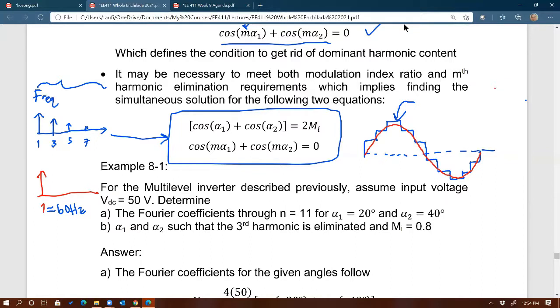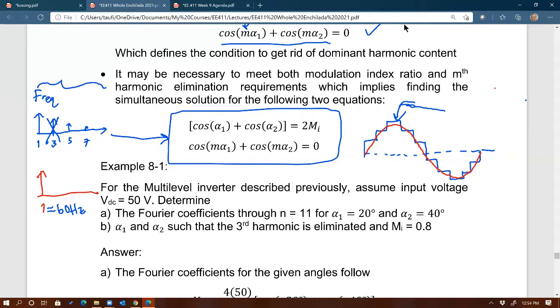Right. So then the objective here is how do you select alphas such that you get something similar to the blue, something similar to the steps, but that could get rid of number 3, for example. Oh, by setting that by that equation. Exactly, by choosing proper values of alpha 1 and alpha 2. And then it's easier to filter 5 and 7 than 3 because they're farther away from the fundamental. You got it. Okay. Does that make sense now? Yeah, that clears everything up.